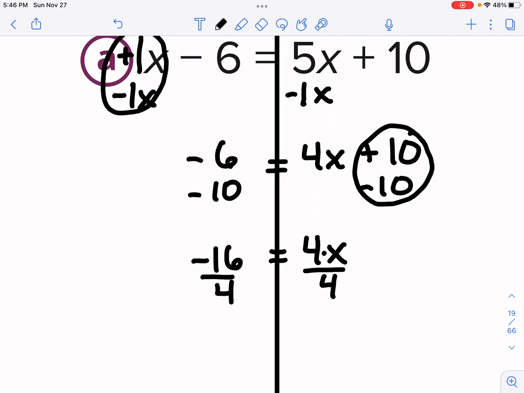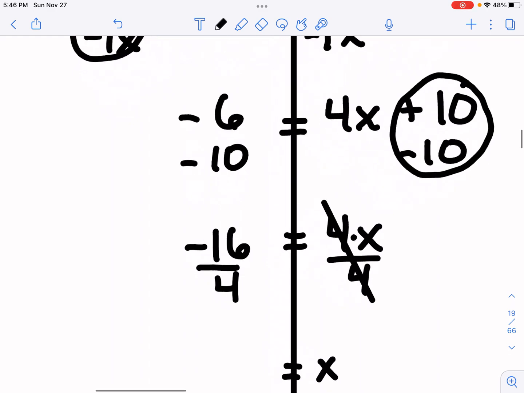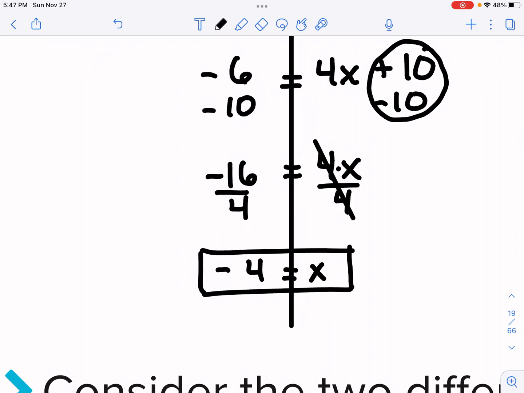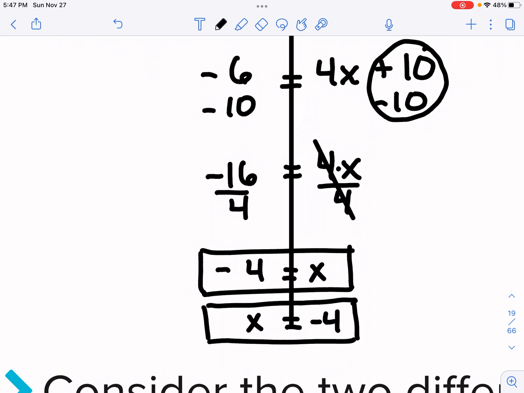Okay, well, 4 divided by 4 is 1. 1x is the same thing as x. And on the left side, right, negative divided by positive is a negative, and 16 divided by 4 is 4. Or you can write it like this. Some students prefer to write it like this, where the variable's on the left. You could also write it like that. But just so you know, either way of writing it is exactly the same thing. We're saying that the x is equal to -4 in any way, despite the location of it.